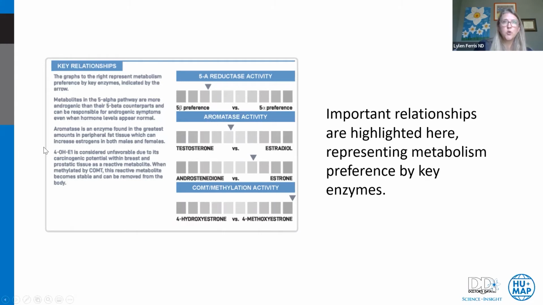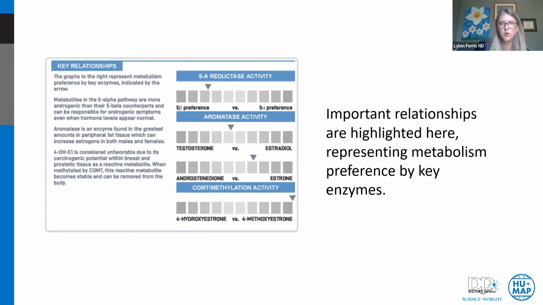Now, aromatase, of course, is that enzyme that's found in the periphery, typically in adipose tissue, and it moves androgens into estrogen. So we're able to look at the movement of testosterone into estradiol, as well as androstenedione into estrone. And then here at the bottom, this enzyme is looking at COMT or methylation activity by looking at the 4 pathway.